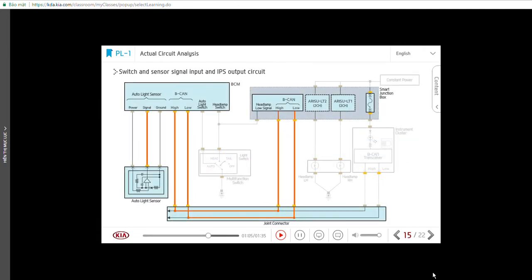The same control mechanism is used to turn off the headlamp. The BCM monitors the auto light sensor signal. When the signal voltage value becomes 3.5 volts or above, the BCM determines that it needs to turn off the headlamp and sends out the headlamp off command to the SJB. The SJB stops the IPS control to turn off the headlamp.